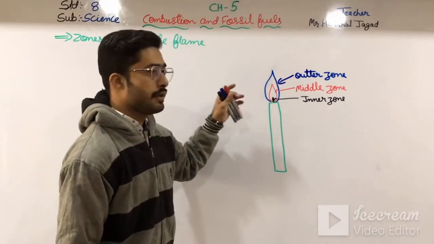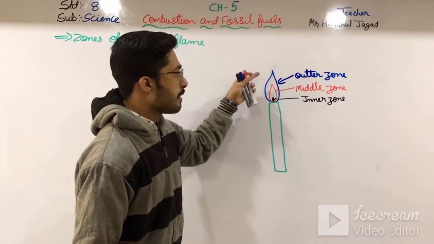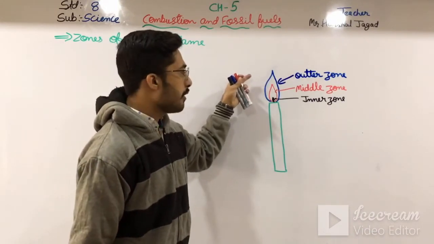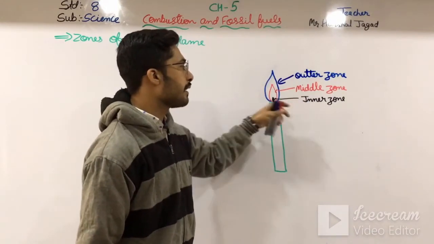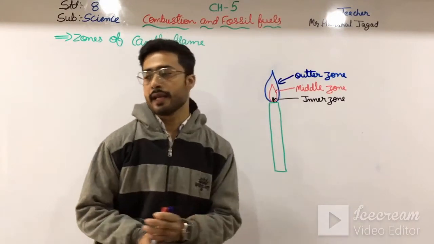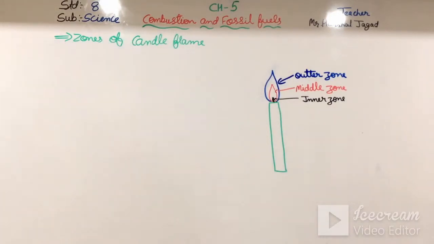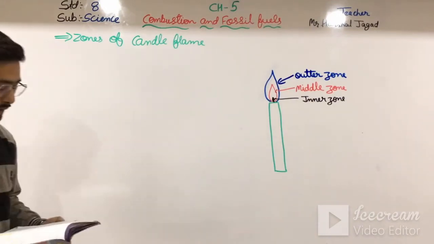The hottest zone is the outer zone, the second hottest is the middle zone, and then the inner zone. Okay, now moving further, our new topic is the combustion of a wax candle.